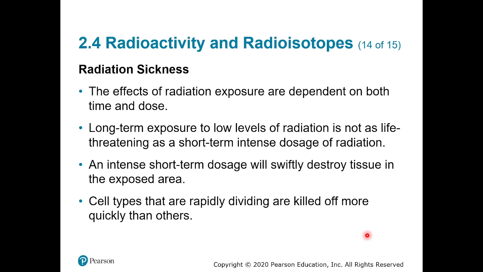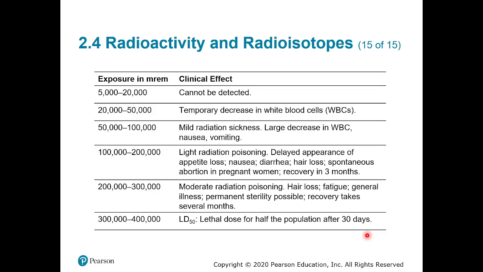Anyways, an intense short-term dosage will swiftly destroy tissue in the exposed area. Cell types that rapidly divide tend to be killed off more quickly than the other cell types that do not rapidly divide, because what usually gets damaged, expresses the most damage, is your DNA. Your RNA is sort of the thing that follows along with that as well. But that's why the more quickly replicating cells exhibit the damage first, usually.